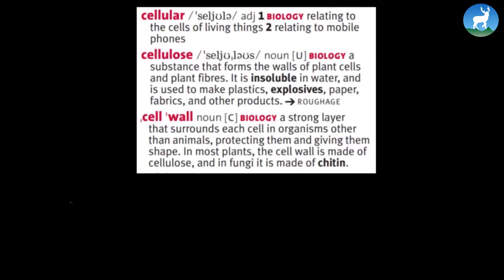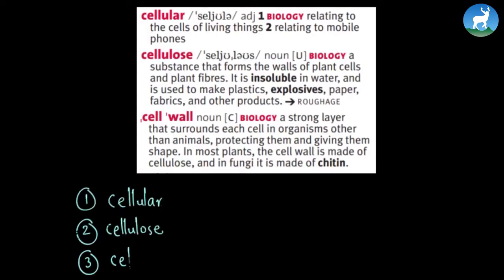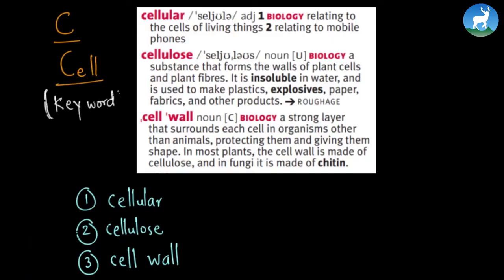Let us say I want to find 3 words in the dictionary: cellular, cellulose, and cell wall. Let's say I want to look up these 3 words. First of all, I would go to the C section of the dictionary, then to the CE section, then to the CELL section. Under the cell section, this is what we call the keyword, and under that keyword we would find these 3 different words, right?